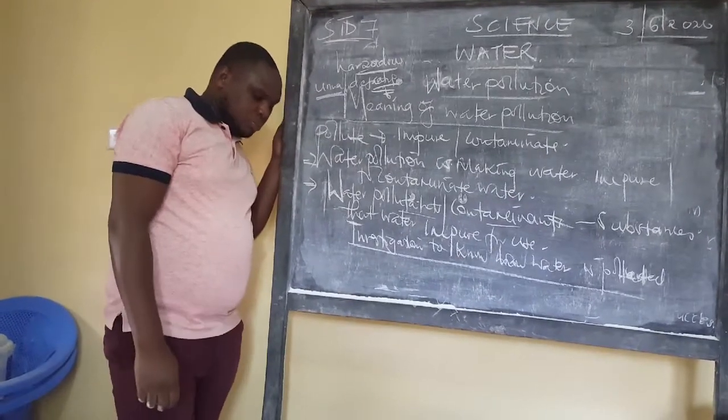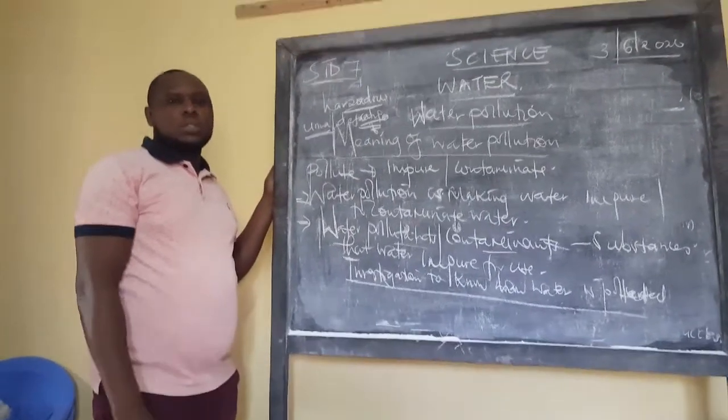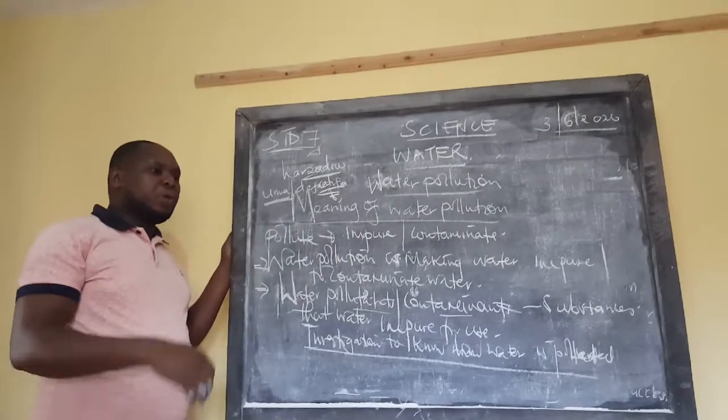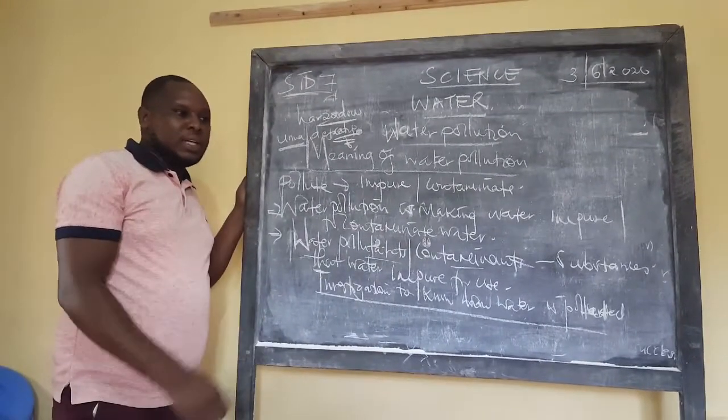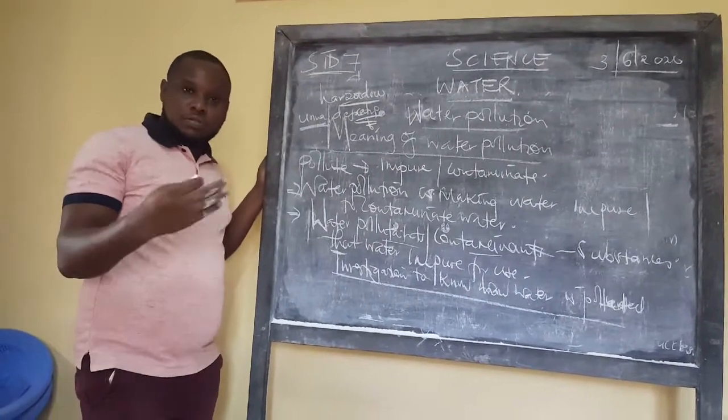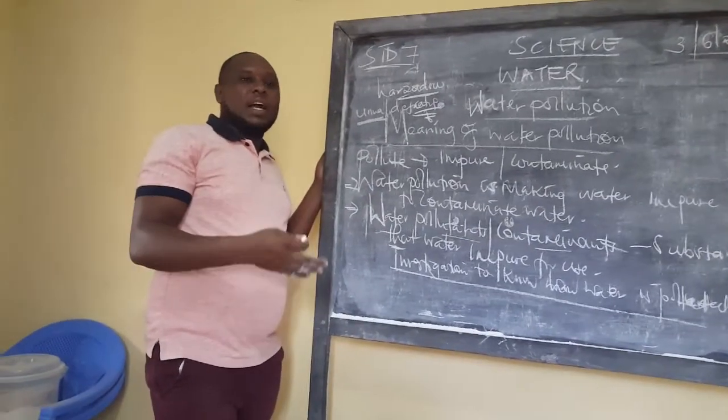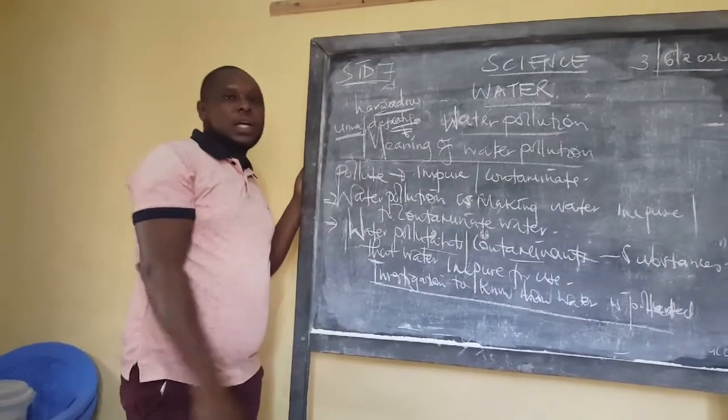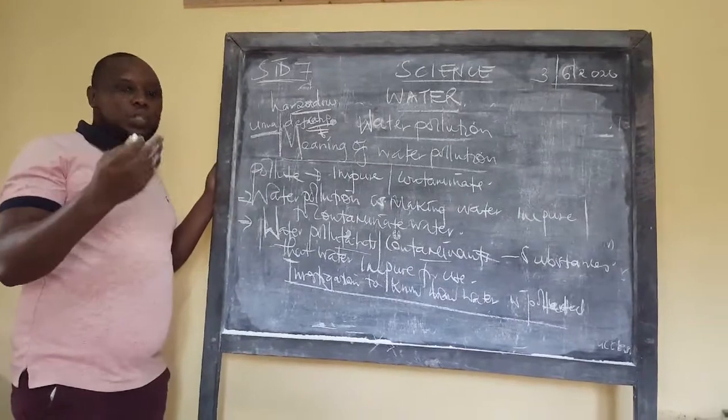Number two, people urinating into the water source. You find people who have gone to bathe in a river, which is very wrong actually, and on top of that they urinate in the water. So that is a way of polluting water.